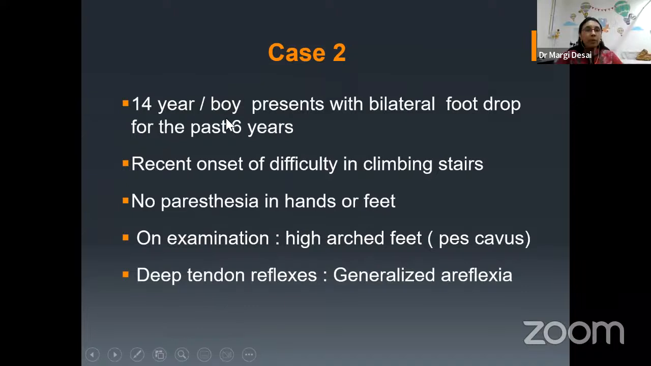The application. This is a 14-year-old boy who presented with bilateral foot drop for the past 6 years. So long-standing bilateral foot drop. He also had recent onset of difficulty in climbing stairs. However, he had no paresthesia in hands or feet. So no sensory complaints. On examination, he had high arch feet. That means he had pes cavus. And on eliciting the deep tendon reflexes, we found that he had generalized areflexia.